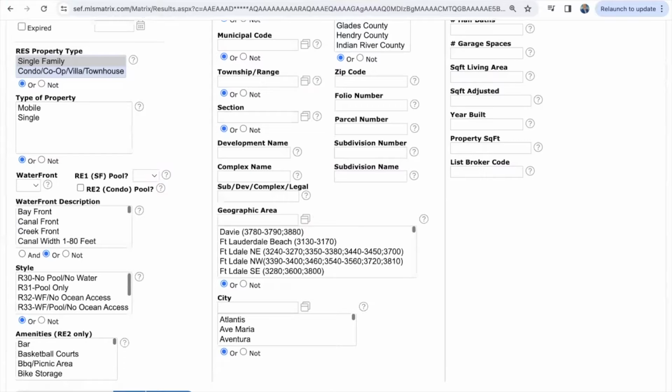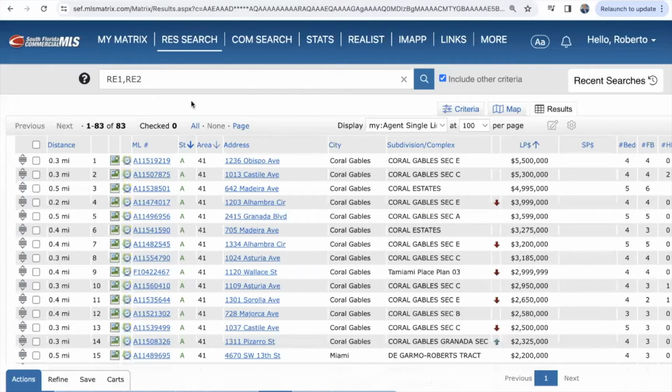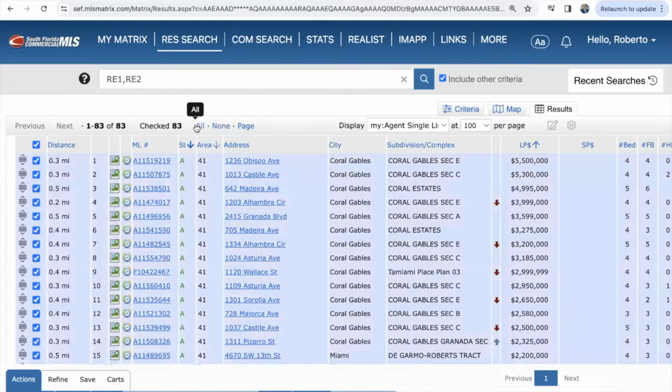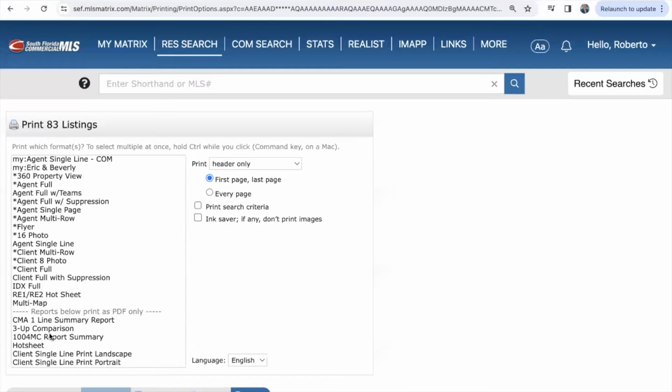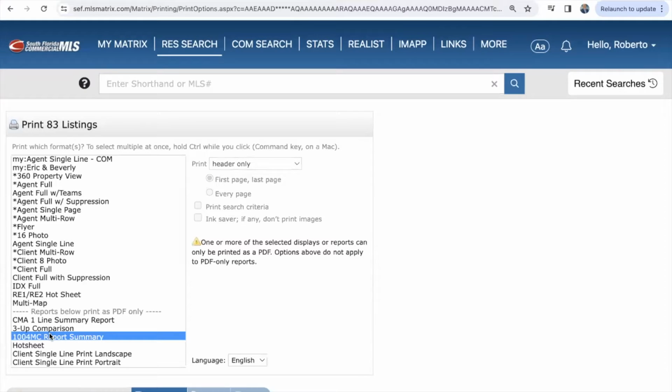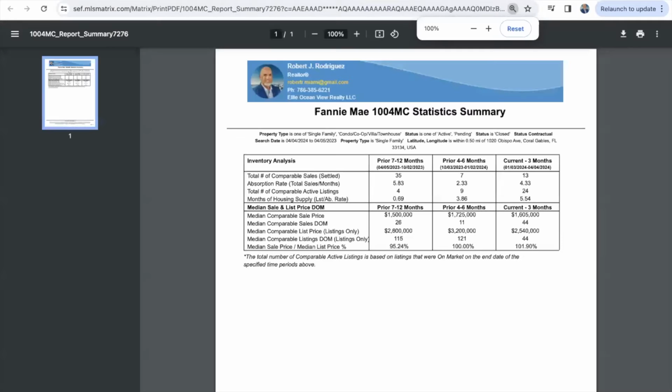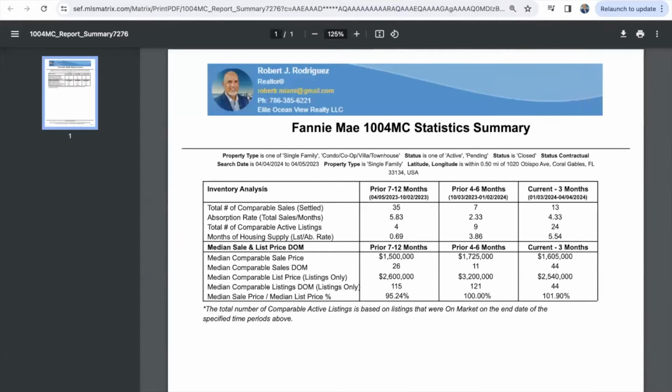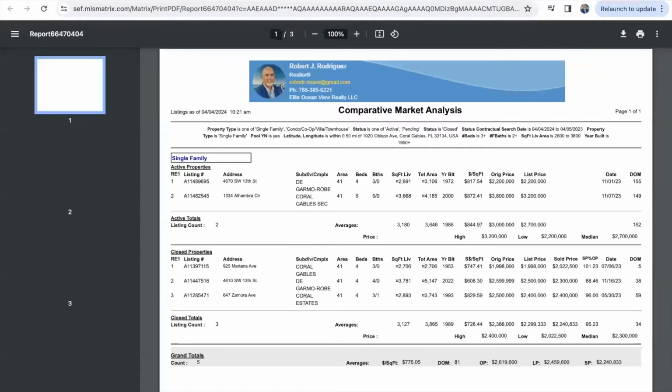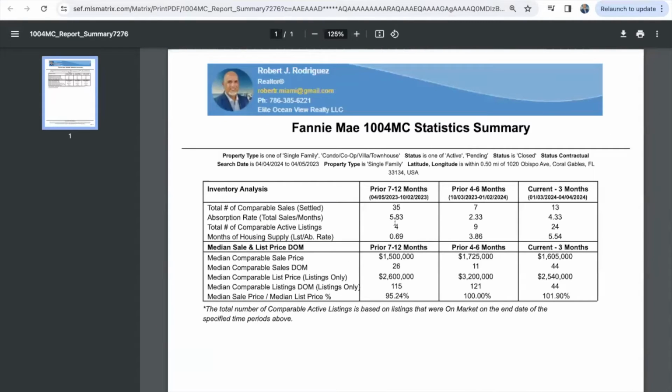You're going to click on the results, select all up here, and click on print. And we're going to run this one, the 1004 MC, which stands for Market Conditions Report Summary. Let's go ahead and click on print to a PDF. And here is another report that you may want to include next to your comps. This is the comps, and then this is the market conditions report.